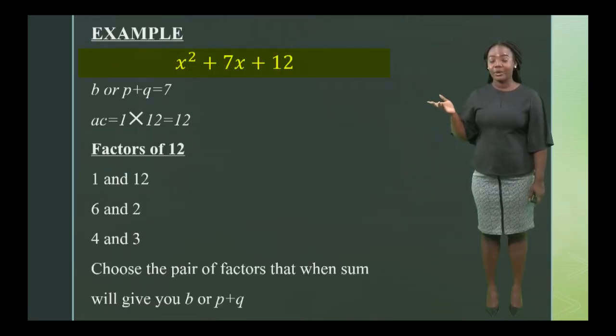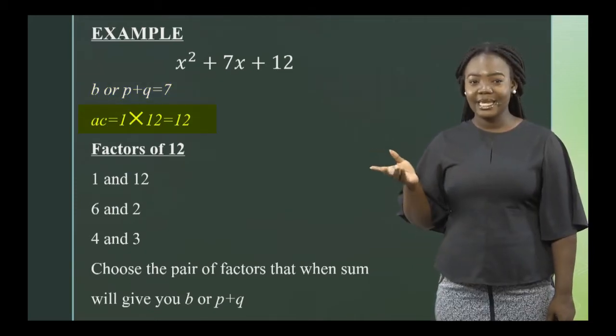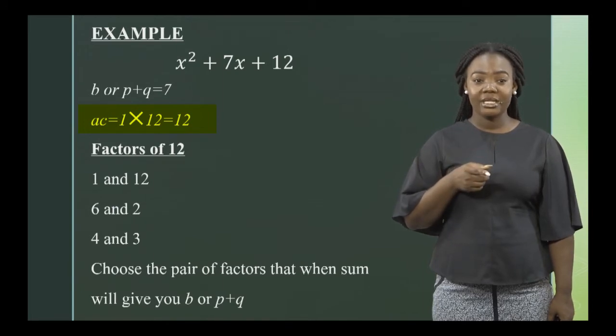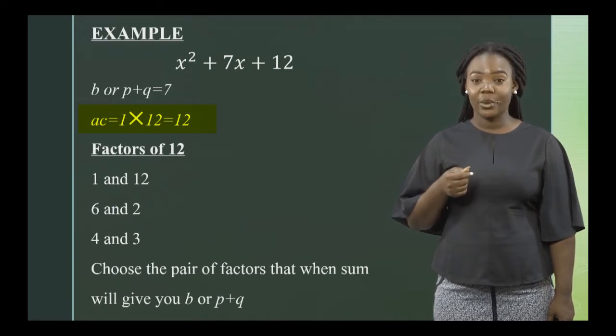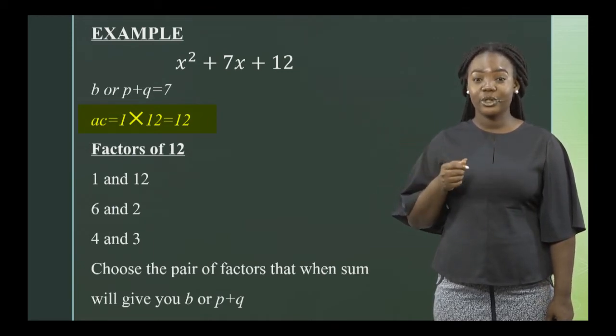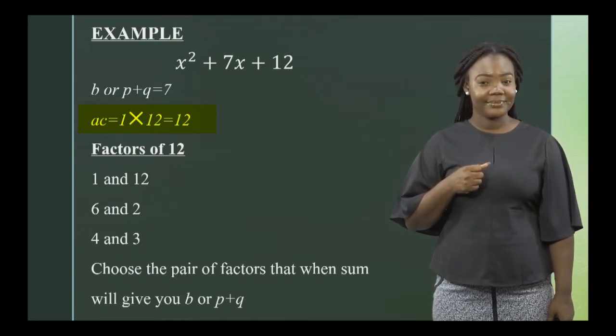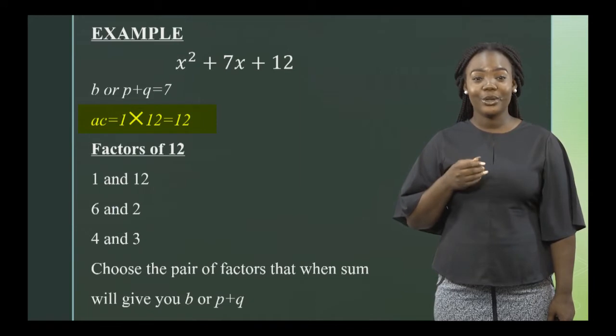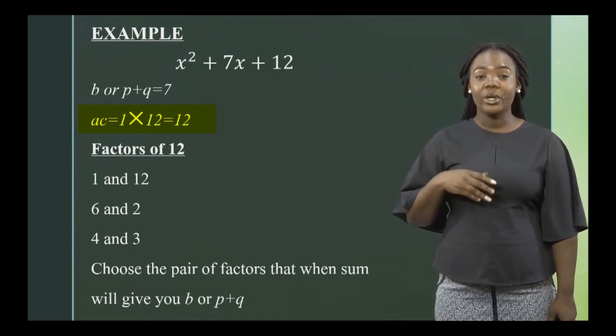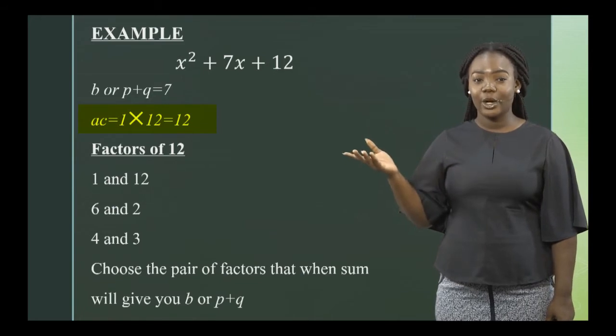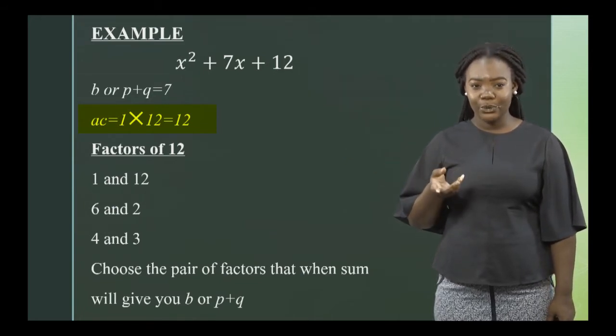Here we have the quadratic expression x squared plus 7x plus 12. The value of b, or p plus q, is 7, because we can see that from our equation. Now, ac is equal to the value of a multiplied by the value of c. In this case, the value of a is the coefficient of x squared. And once there is no visible coefficient, we know that the coefficient is equal to what? Yes, 1. So now that we know that the coefficient of x squared is equal to 1, we can multiply that by the value for c, which will give us 1 multiplied by 12.